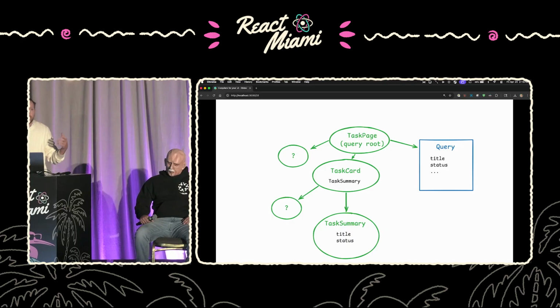So this is great. You stop using due date in that task summary component. Well, if it's not used anywhere else, it's going to be removed from the query. And furthermore, if you stop using the task summary card entirely, well, in the old world, you'd have to make sure that due date was unused. You have to make sure title and status are unused. That's a lot of work.